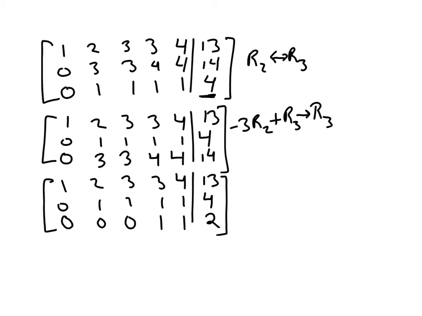Okay. We now have the row echelon form of the matrix. I will post a second video that gives the reduction further to the reduced row echelon form.